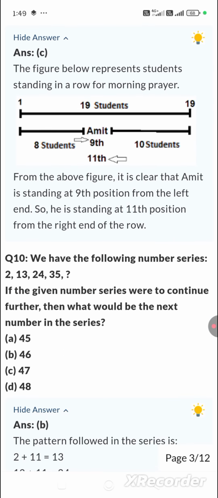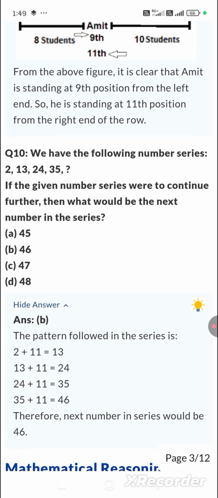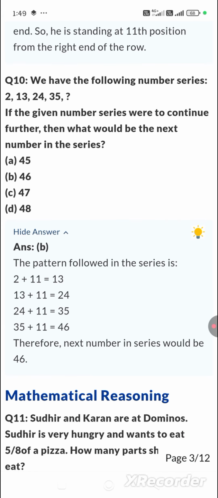We have the following number series: 2, 13, 24, 35. If the given number series were to continue further, then what will be the next number in the series? Answer is option B. The pattern followed in series is 2 plus 11 is 13, 13 plus 11 is 24, 24 plus 11 is 35, 35 plus 11 is 46. Therefore, the next number in the series would be 46.